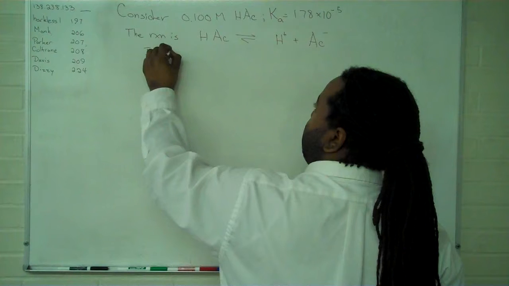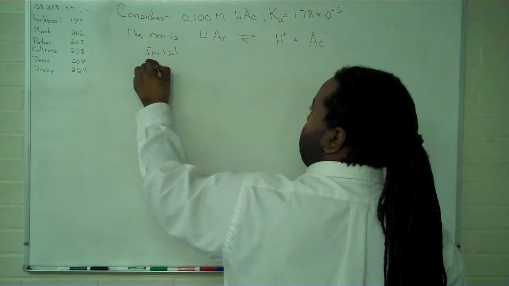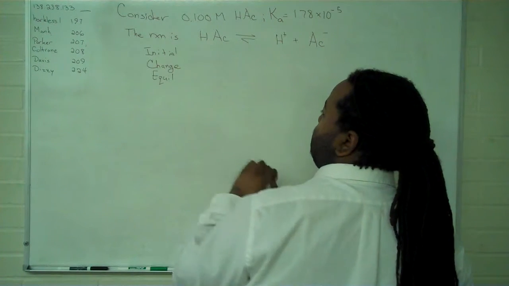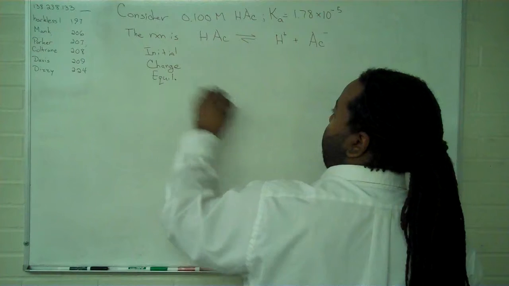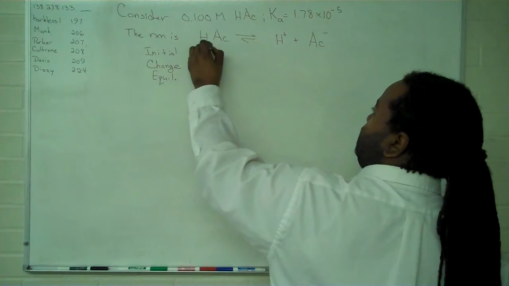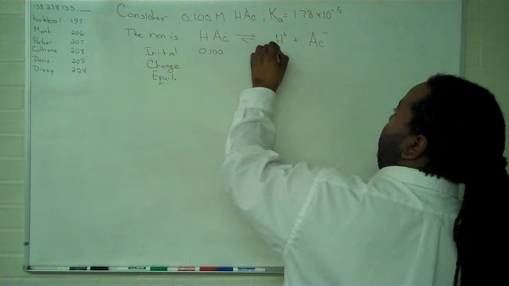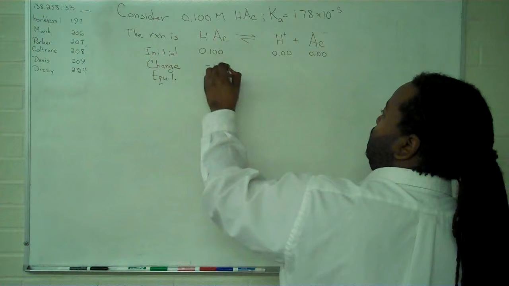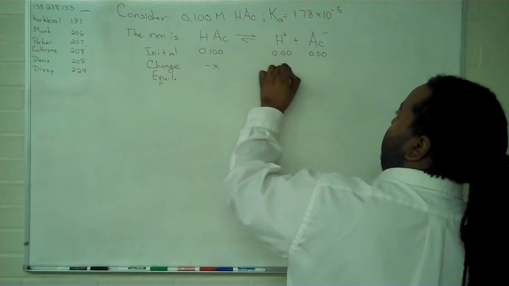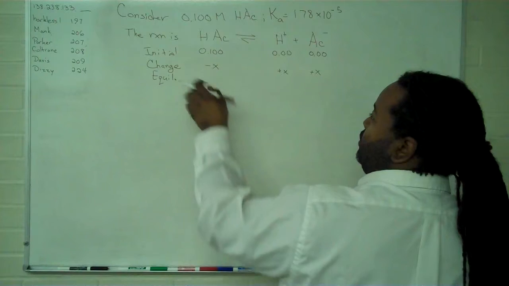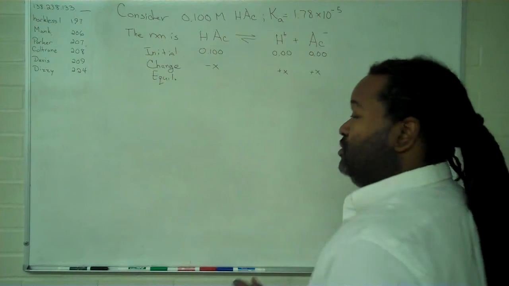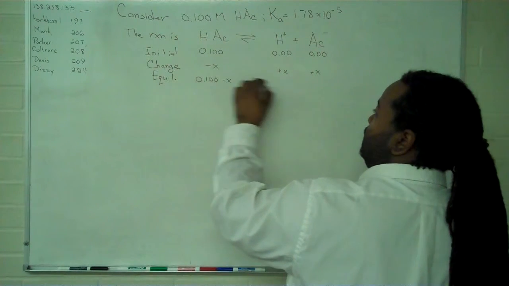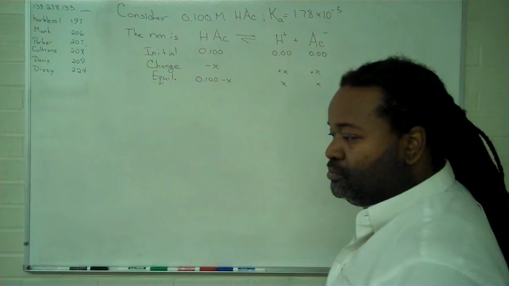So we have to write out our ICE table for the initial concentration, the change in concentration, and what that concentration will be when we're at equilibrium. So the initial concentration is 0.1 molar. We have no common ions to worry about. Everything is 1-to-1, so we will lose an amount here and gain the corresponding amounts here and here. Equilibrium is the sum of those first two lines. So we have 0.100 minus x, and x.